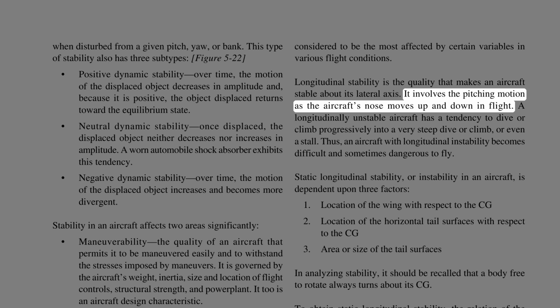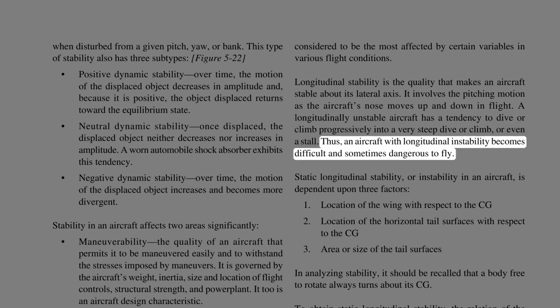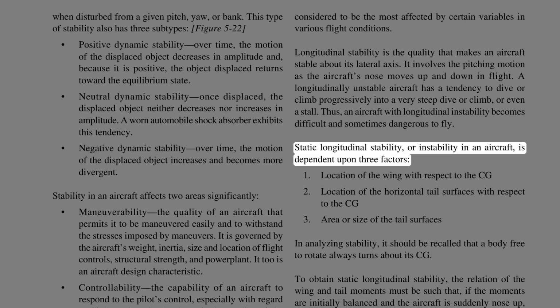It involves the pitching motion as the aircraft's nose moves up and down in flight. A longitudinally unstable aircraft has a tendency to dive or climb progressively into a very steep dive or climb, or even a stall. Thus, an aircraft with longitudinal instability becomes difficult and sometimes dangerous to fly. Static longitudinal stability, or instability in an aircraft, is dependent upon three factors.